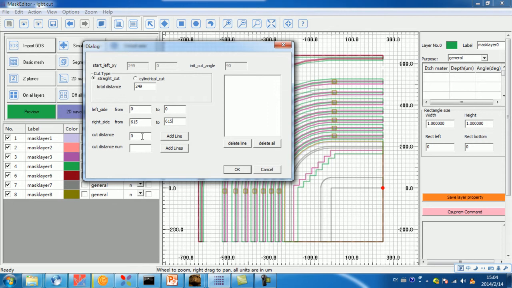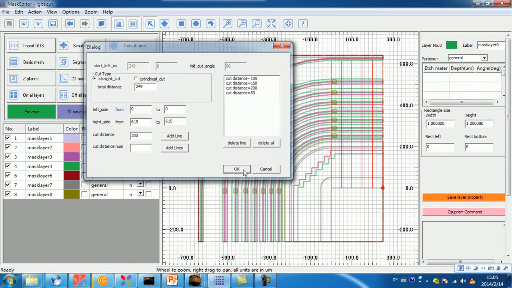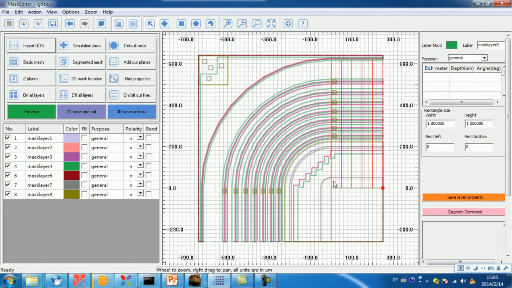I will define 4 cut lines on this block, with cut distance equals 50 microns, 100 microns, 150 microns, and 200 microns. We've defined 4 cut lines, but there are actually 6 cut lines on this block. That's because the cut lines on the starting line and the finishing line are default.